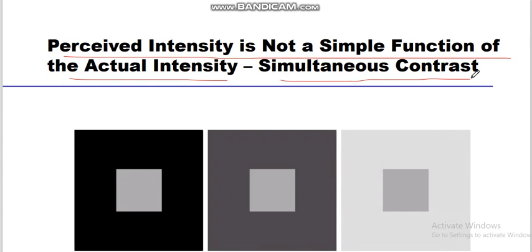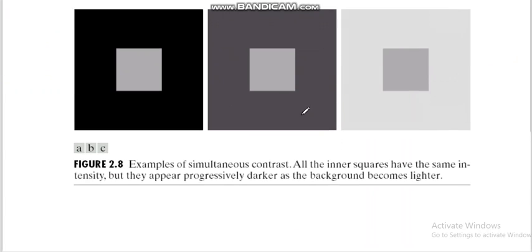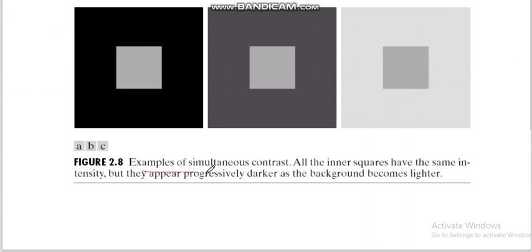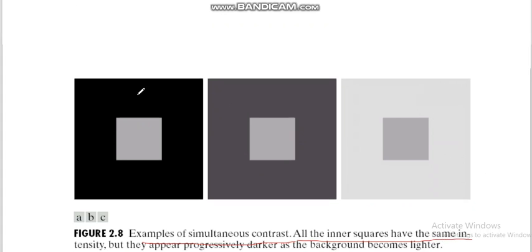Simultaneous contrast. Perceived intensity is not a simple function of actual intensity. Examples of simultaneous contrast: all the inner squares have the same intensity, but they appear progressively darker as the background becomes lighter.